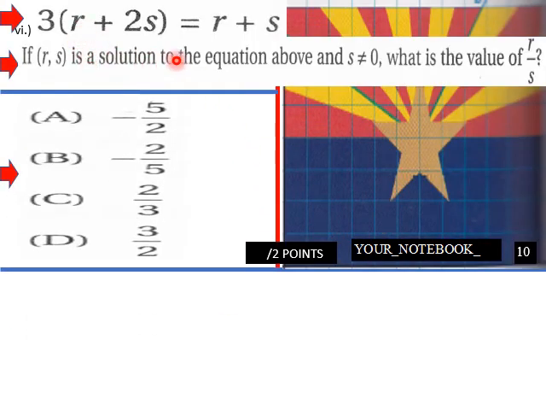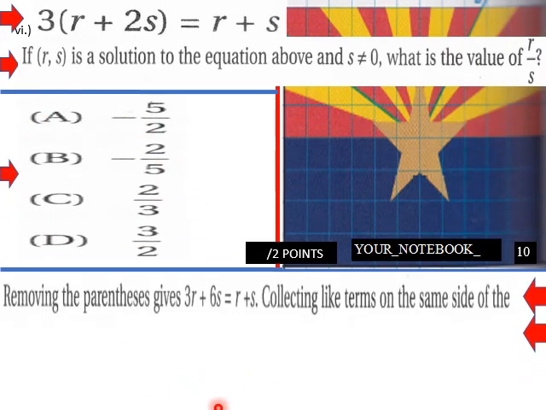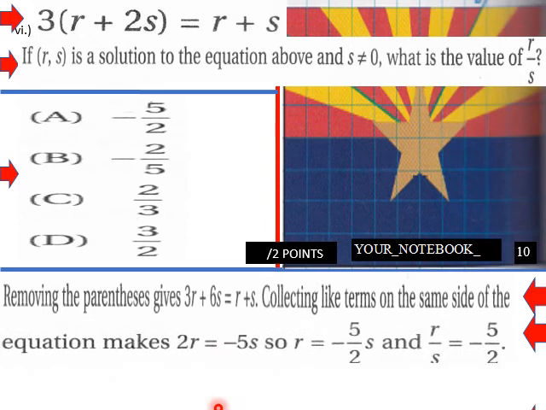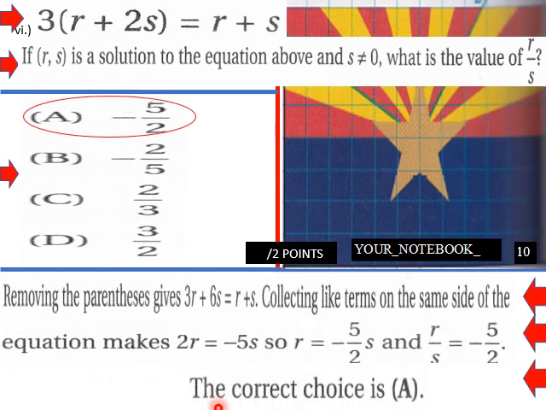3 times r plus s, r plus 2s equals r plus s, and s cannot equal 0. What is the value of r over s? Here are our choices. Removing parentheses and multiplying through, the correct choice is A, negative 5 over 2. So we move to isolate our r here, r over s.